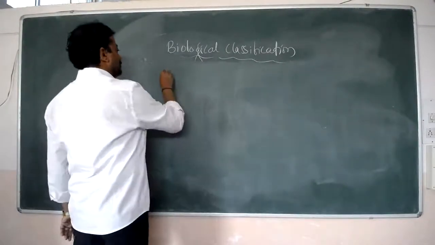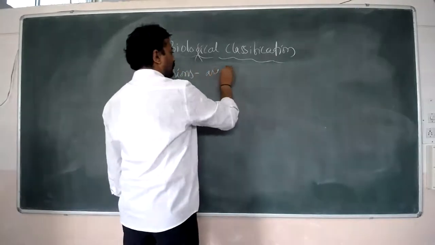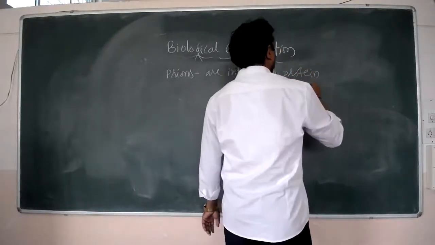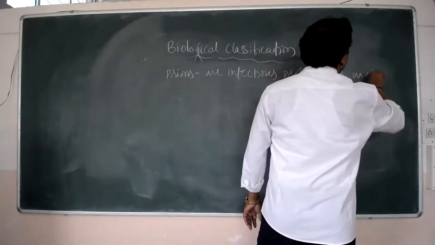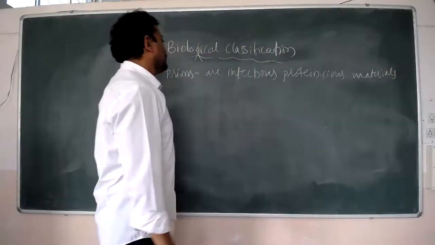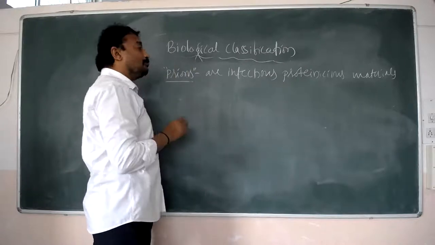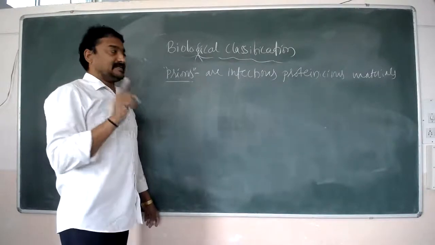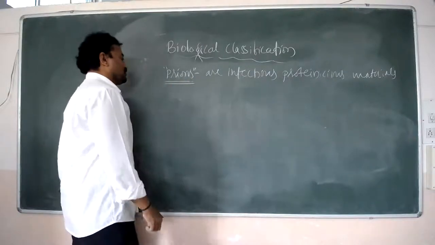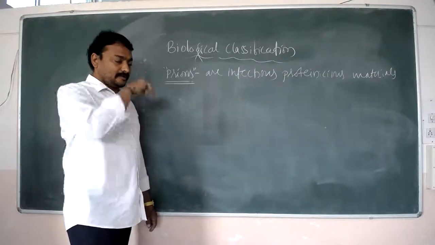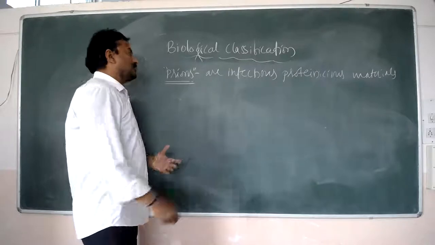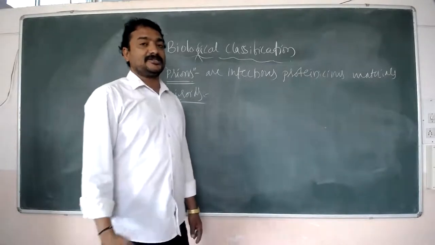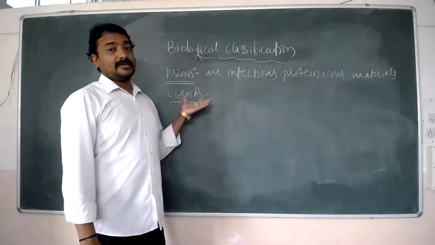Then later on, prions. Remember, these prions are very unique. These have only protein in their body, but still these are infectious, they are capable of causing diseases. Such a group of organisms are called prions. In your textbook they have not given much information regarding that. Prions are infectious proteinaceous molecules. Viroids, these are infectious nucleic acids. Infectious nucleic acid means they are capable of causing disease. So they are called viroids.